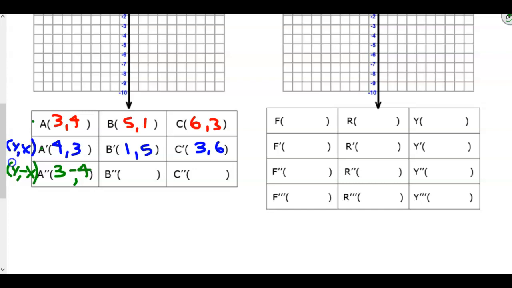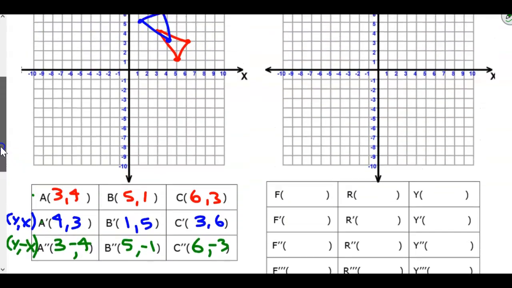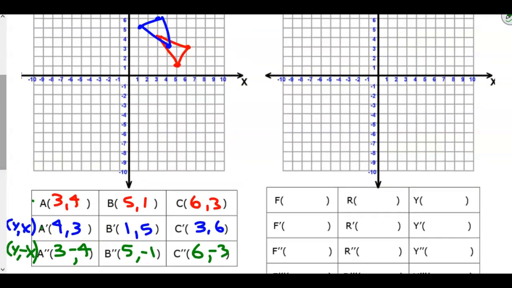And again, we ain't talking about the red numbers. Please. Now, next one, change the sign of the x and flip them. What's it going to be? (5, -1). Yeah. And then last one, (6, -3). All right, cool. So once you have those numbers, can you graph (3, -4), (5, -1), (6, -3).